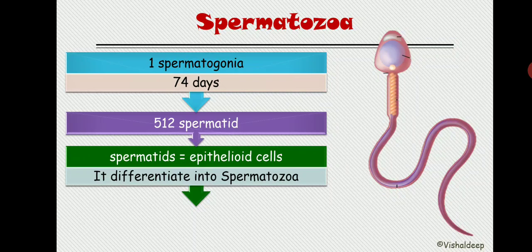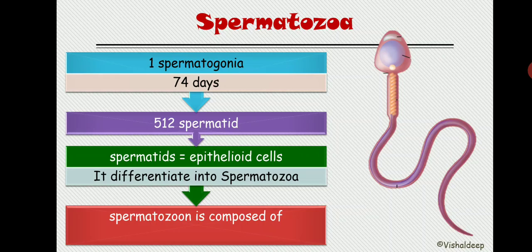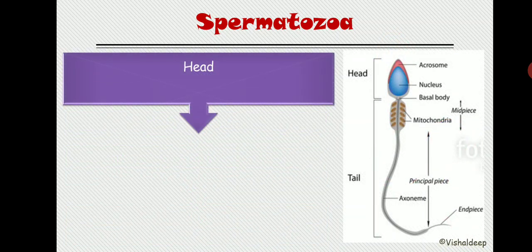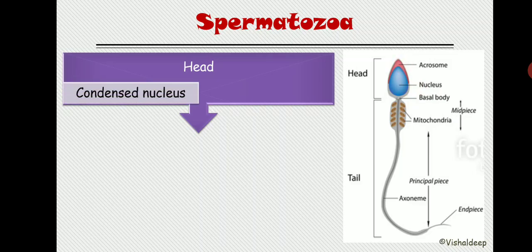Now the spermatozoa or spermatozoon, this one sperm, has three structures. One is the head, another one is the neck, and the tail. Now let's discuss that structure one by one. As far as the head is concerned, this is the head portion. Head has two structures. One is the nucleus, another one is the acrosome. One is the condensed nucleus, and the acrosomal vesicle, that is the acrosome, that is situated over the top.